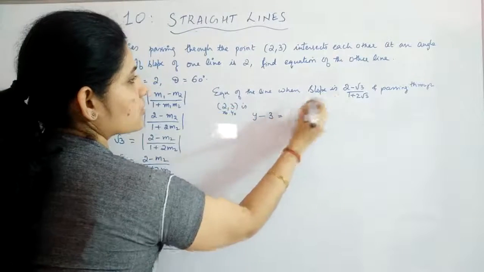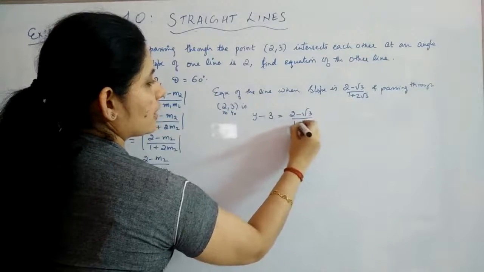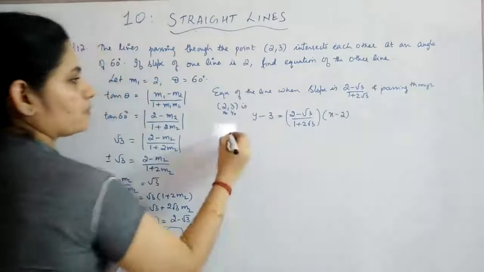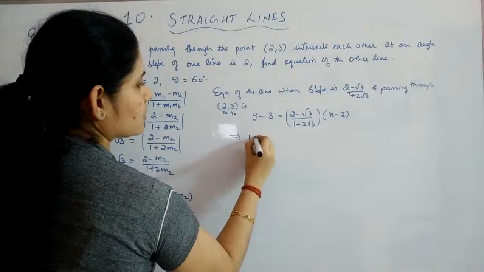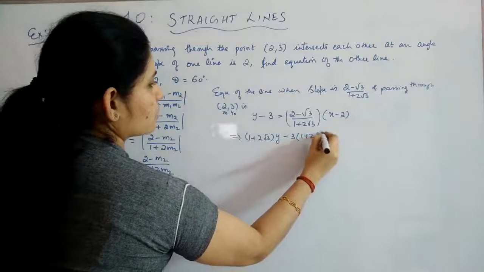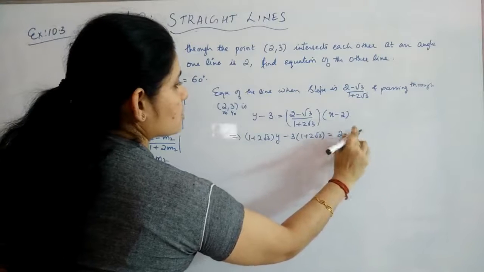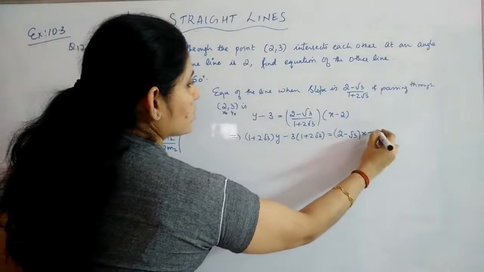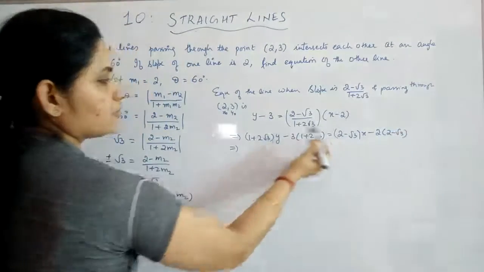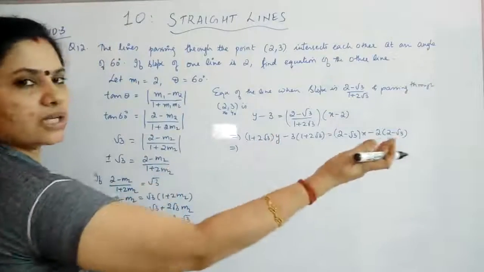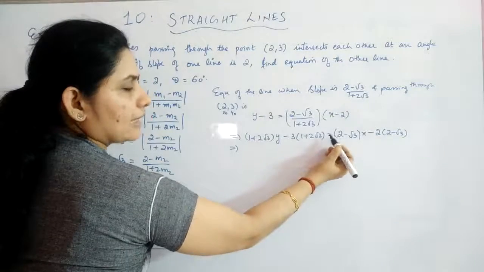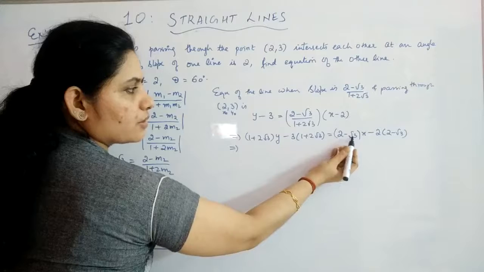So, y minus 3 is equal to m, which is 2 minus root 3 by 1 plus 2 root 3 into x minus x naught, which is 2. So, this will give you, you are just multiplying, that means 1 plus 2 root 3 into y minus 3 into 1 plus 2 root 3 is equal to 2 minus root 3 into x minus 2 into 2 minus root 3. Now, you can take this term to this side, so that x term then y term, and we are just taking constants together. So, when this comes to this side, it will give a negative sign, and that negative sign is taken inside, means this will become positive and this will become negative.